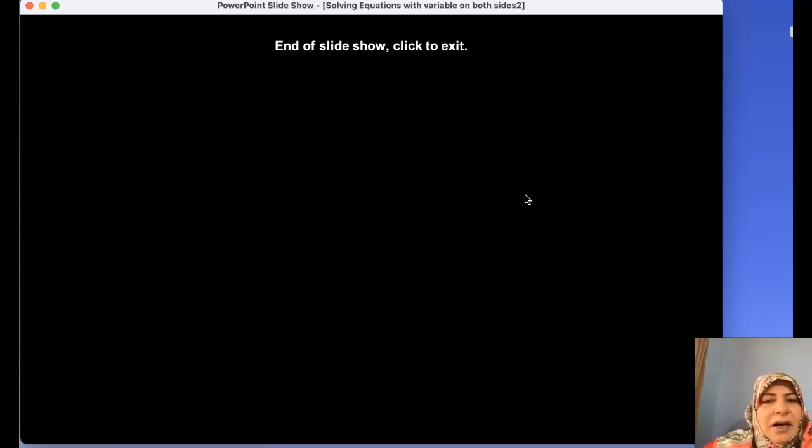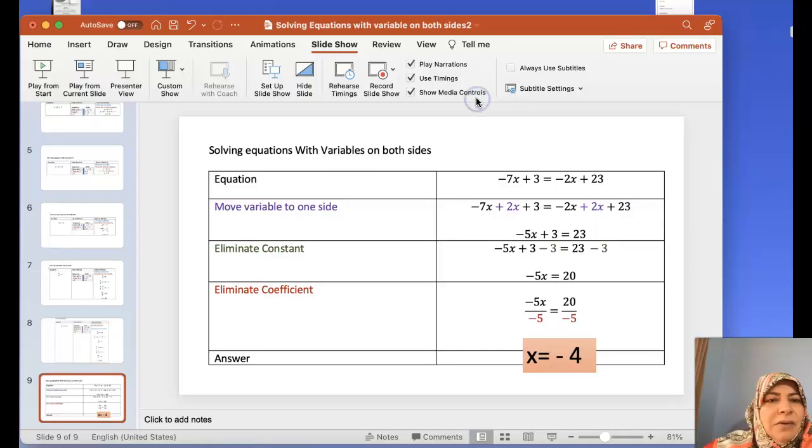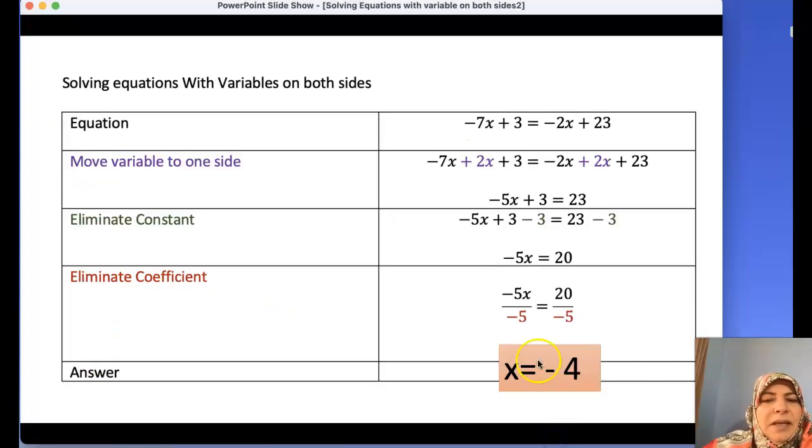Eliminate the constant first. So let's see how we do that. So what is my constant? The 3 or the -5? Because I need to isolate x. I need to get x by itself. So it is the 3. So how do you eliminate the positive 3? You subtract the 3. So here we go. 3 minus 3 is 0. If you subtract it from the left, you have to subtract it from the right. So 23 minus 3 is 20. So now what I end up with is -5x equals 20.